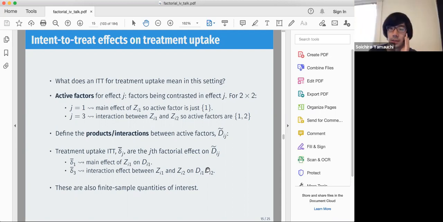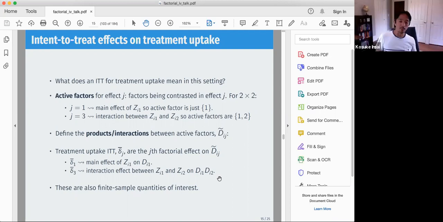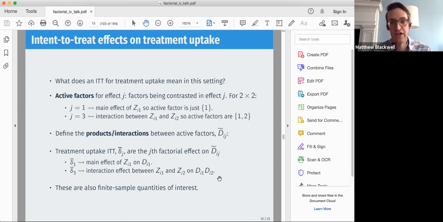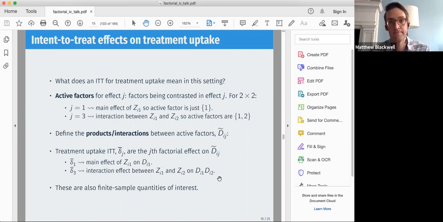I see. So it would rule out, let's say, if we replace this D1 times D2 with either one of those component effects, yes, that effect should be 0, but the product of them doesn't necessarily need to be 0. I see. But this is a real product, like you just multiply these two together. So it's basically whether you're taking up both treatments or not taking up either. Yeah, exactly.